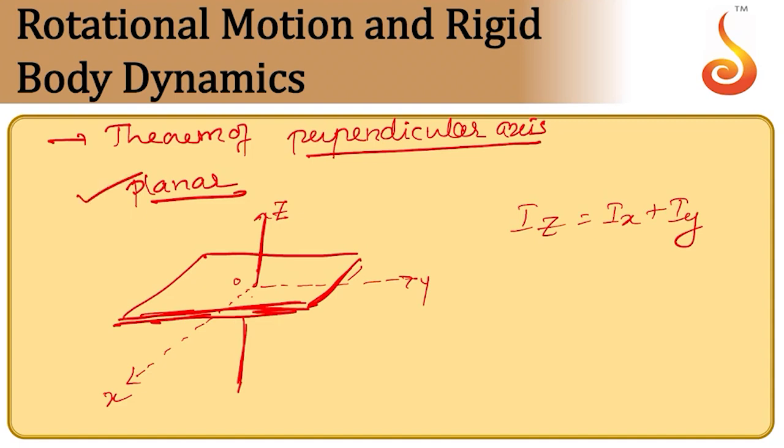Remember, this is valid only for planar objects. The moment of inertia of a planar object about an axis perpendicular to the plane is equal to the sum of the moment of inertia about any two perpendicular axes in the plane of the object and concurrent with the first axis. This is the perpendicular axis theorem.